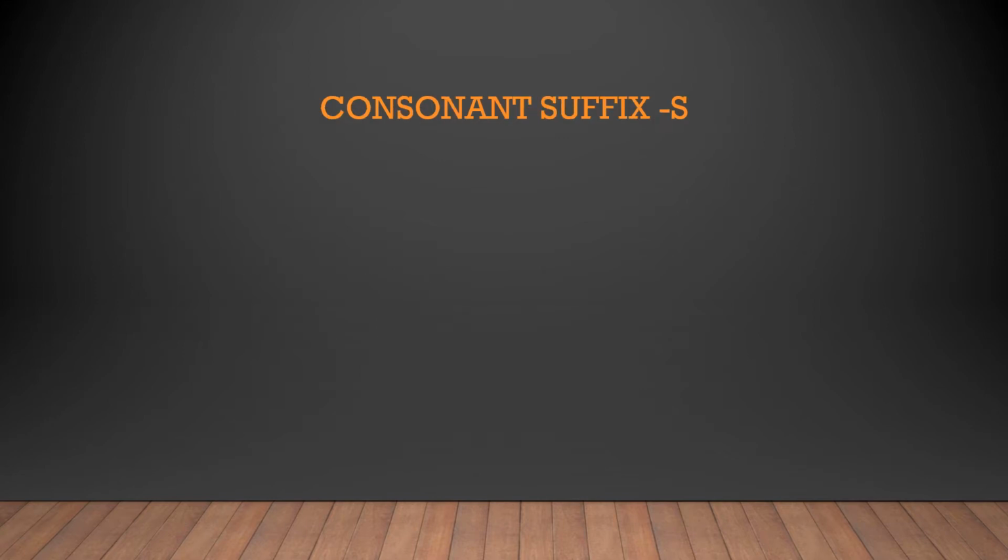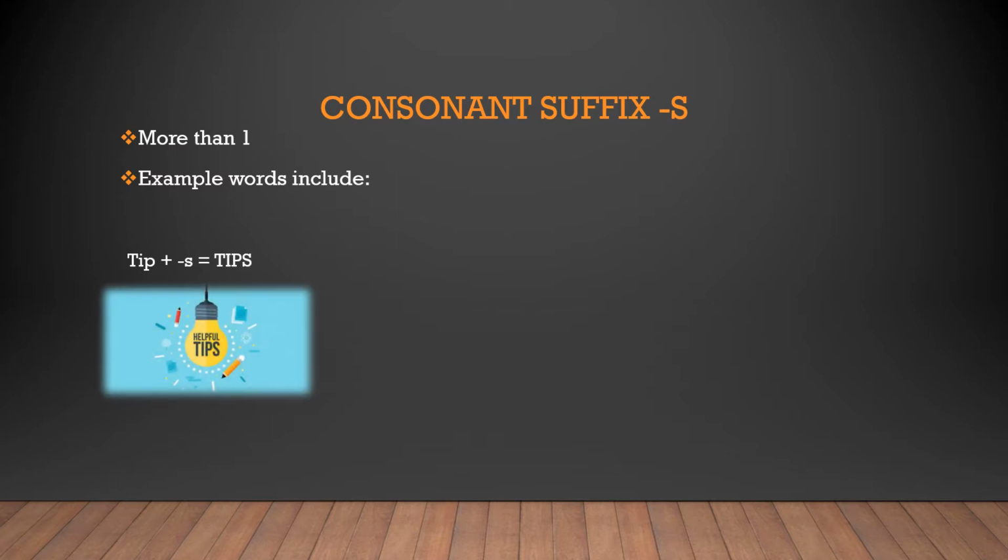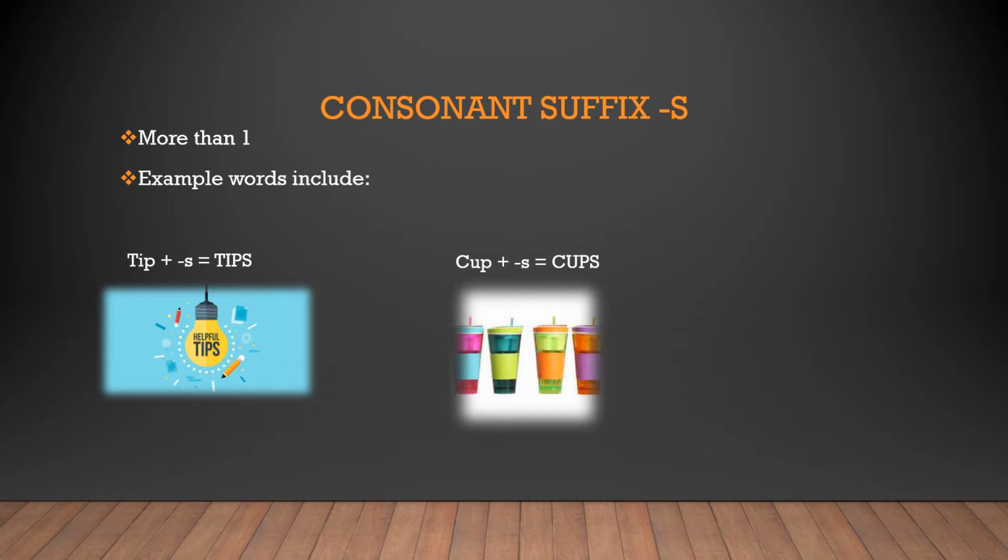Consonant suffix s means more than one. Example words include tip plus consonant suffix s equals the derivative tips, like when you get really helpful tips for learning new words. Our next word is base word cup plus consonant suffix s equals the derivative cups, like many things that you can drink out of.